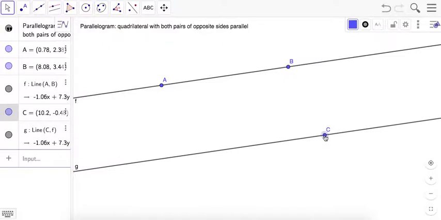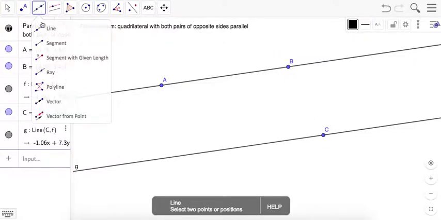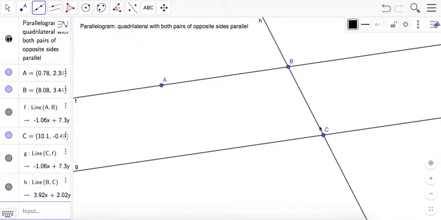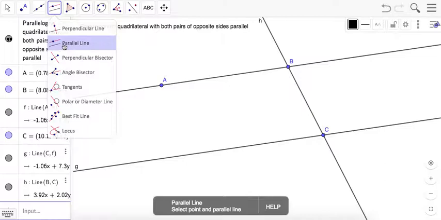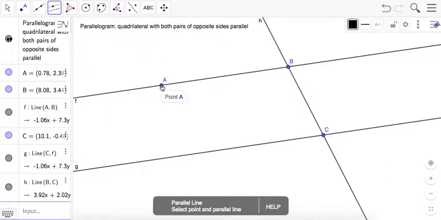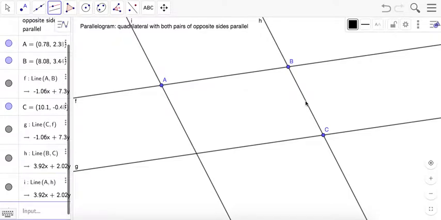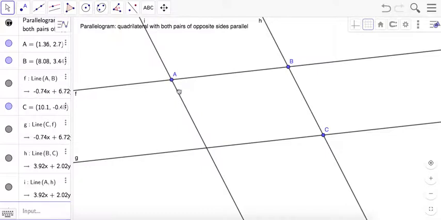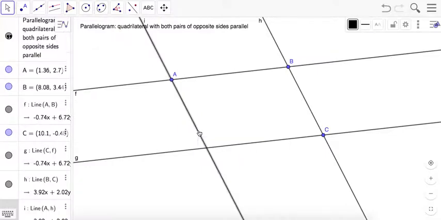So now we have what we'll call the top and bottom of this parallelogram. Now we need to create the other two sides. So I'm going to take a line and connect B and C. Now I need another parallel over here. To do that, again, I'm going to hit the fourth one over. I want a parallel line that goes through A, but is parallel to this side here. If you notice, as I move these points around, this line will always be parallel to this one, and this line will always be parallel to that one. And you can see our quadrilateral inside here.